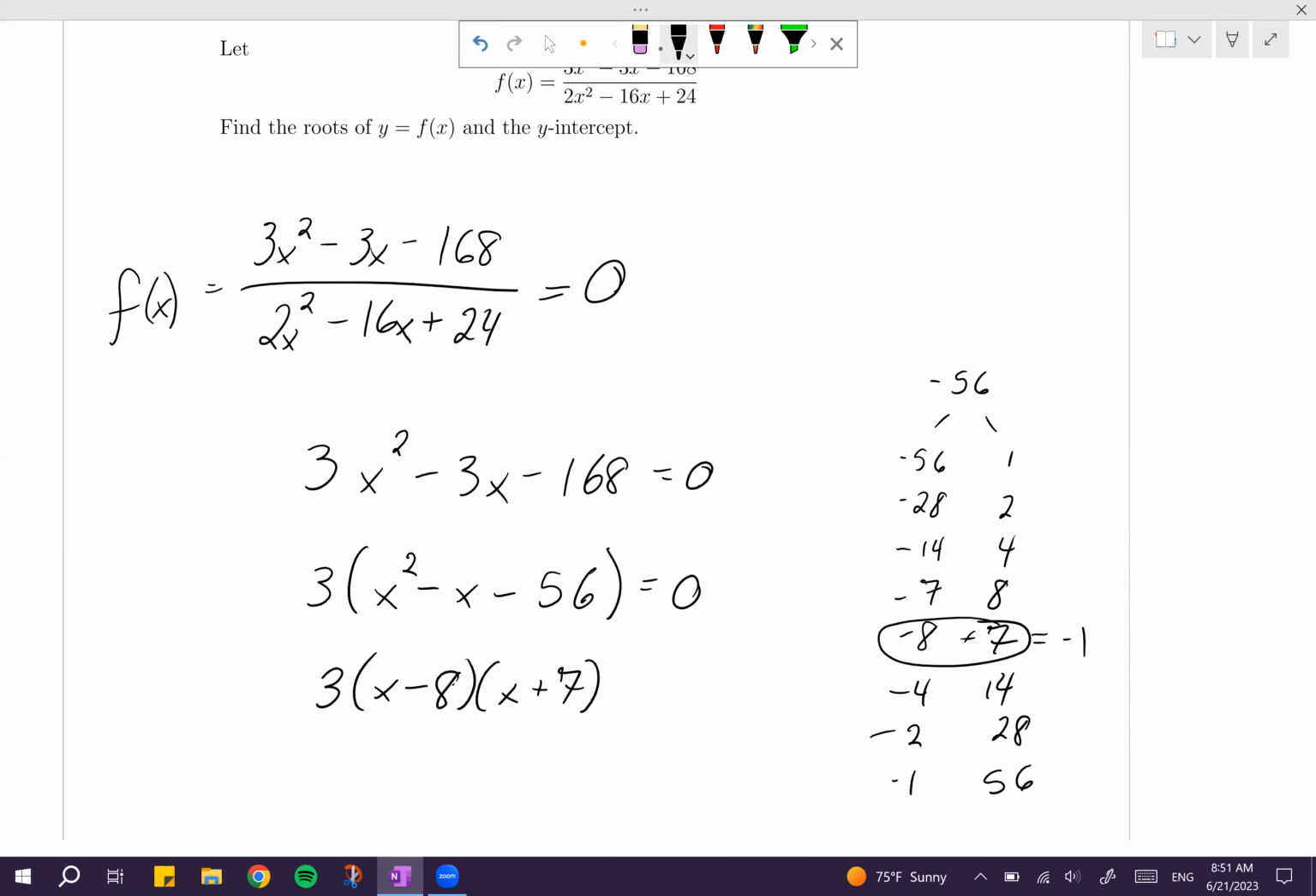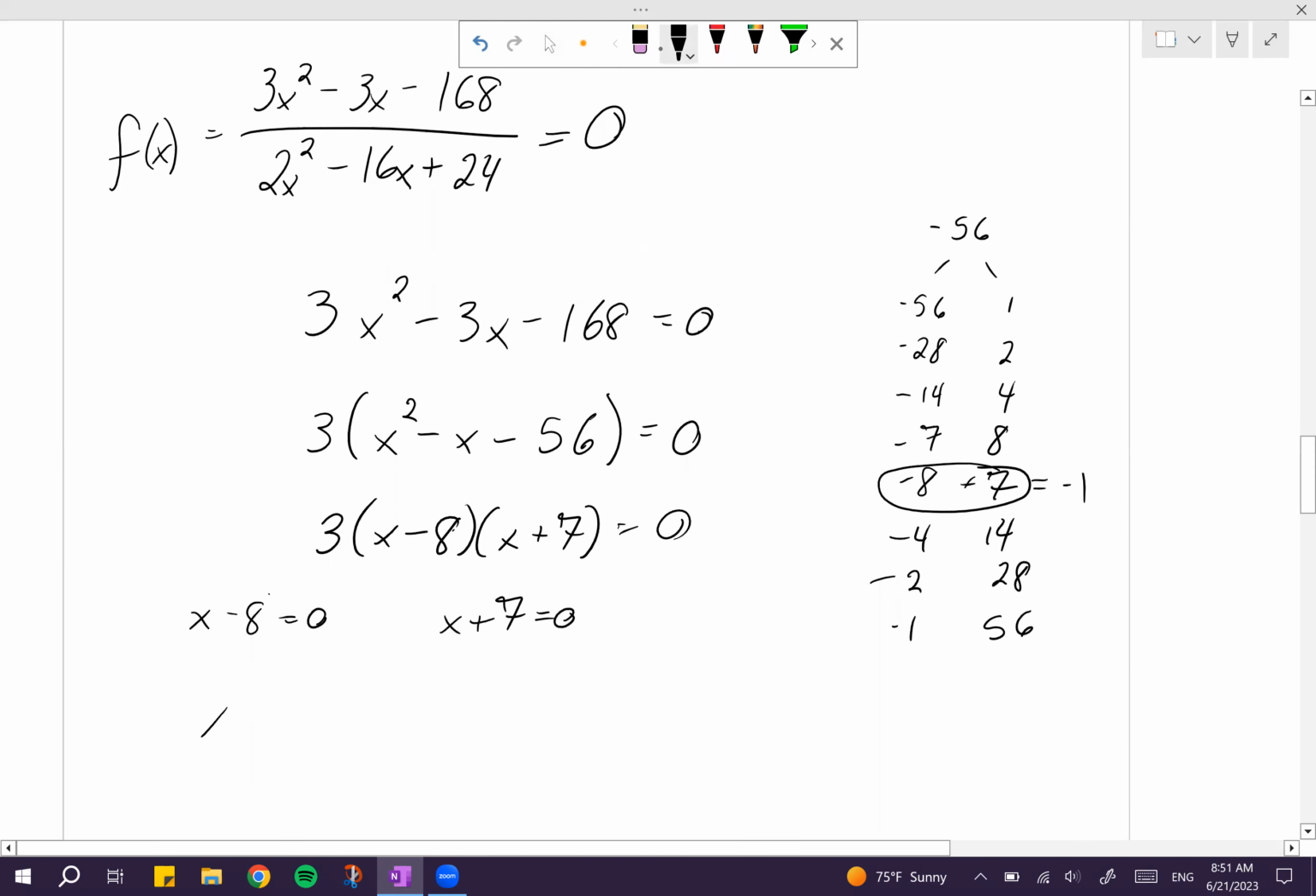Then to find the roots, I'm going to set each part equal to 0: x minus 8 equal to 0 and x plus 7 equal to 0. So my roots are whenever x equals 8 and whenever x equals negative 7. Those are my roots.